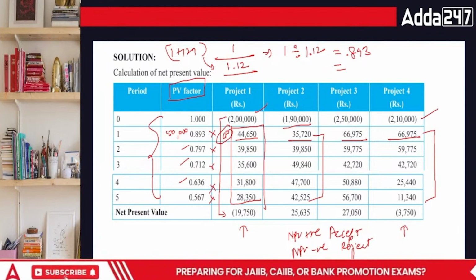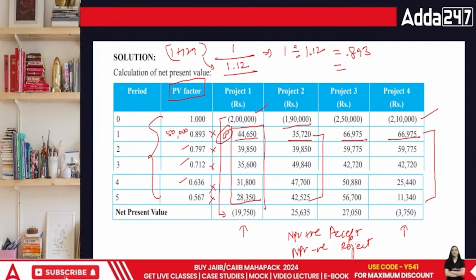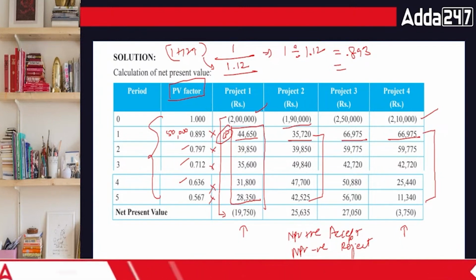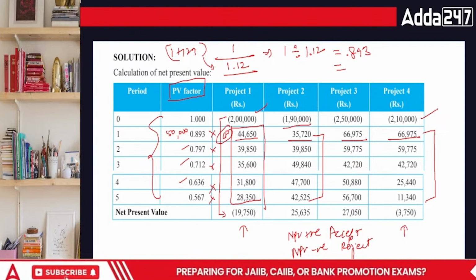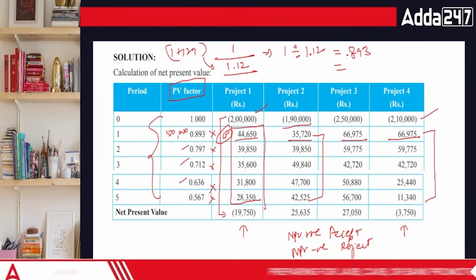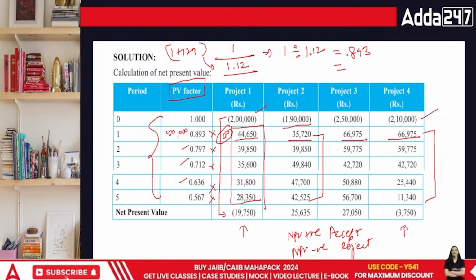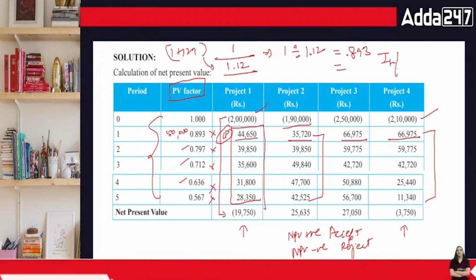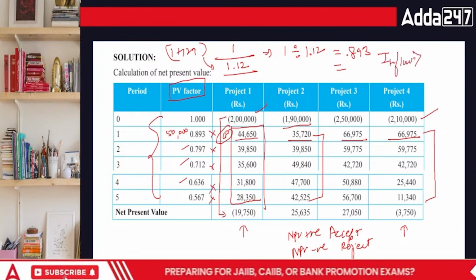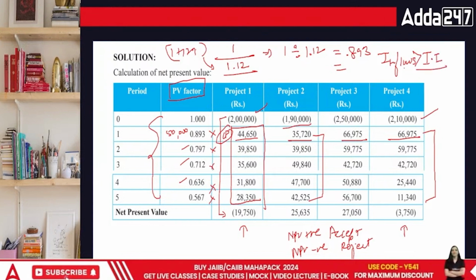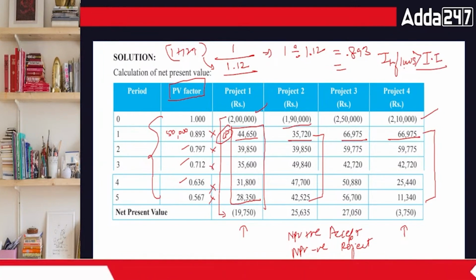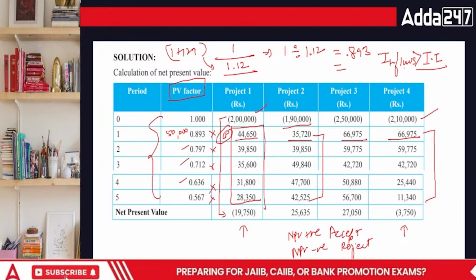Find all these values all together. Then if your total of the inflows is more than your outflows, then you have it as positive. Inflows are exceeding your initial investment, which was of 1,90,000. Done, everyone?